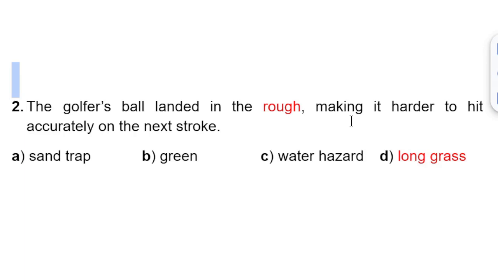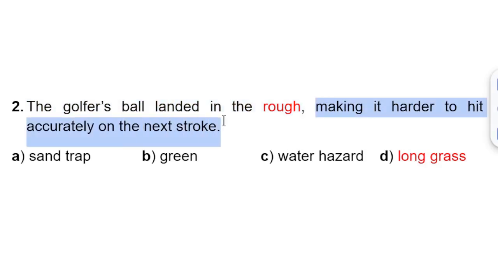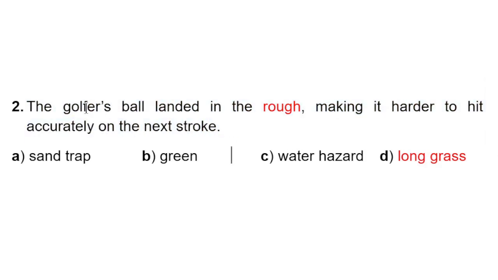Question number 2, the use of the word rough is a noun because we have the article the. The golfer's ball landed in the rough, making it harder to hit accurately on the next stroke. And if you know the meaning of the word rough in golf, the rough in golf is the area of grass off the playing area, off the green. So this is the grass which is cut, and this is the grass which is not cut, and this area is called rough or rough grass.